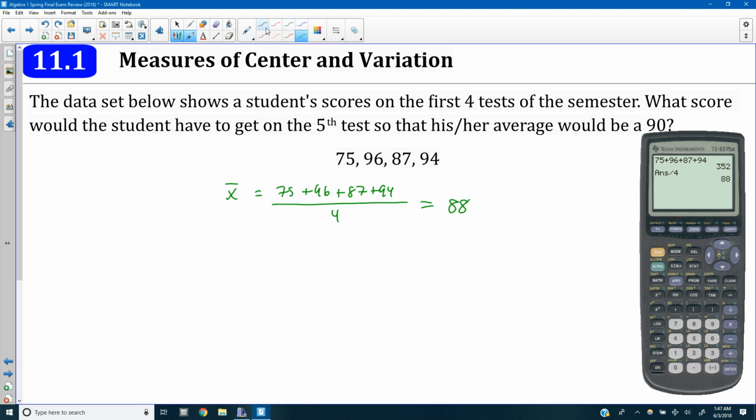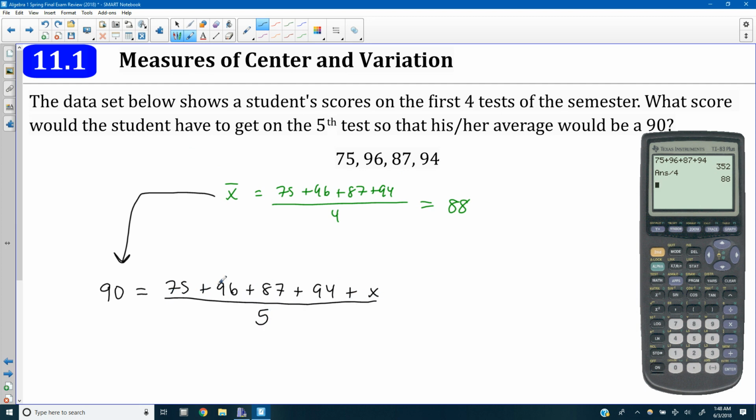So here's what we really have to do. That's the current X bar. What we want to do is get an average of 90. So I'm going to change this X bar here to 90. Then I'm going to average 5 tests. The first test, second test, third test, fourth test, and the 5th test we don't yet have a score for. I'm going to put an X there. Let's divide it by 5. This will give us what we need to do here.